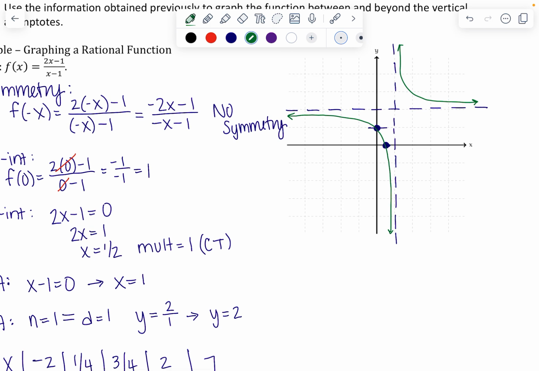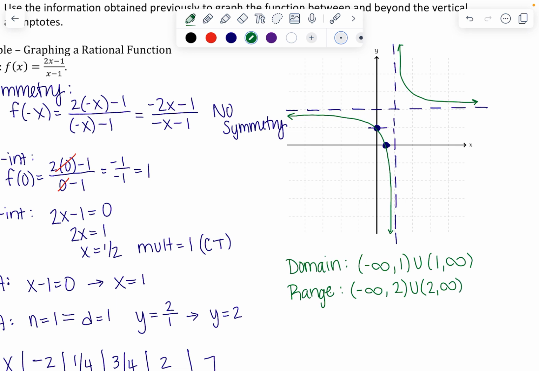Okay. We're going to state our domain and range. So our domain, our only x value that's not included, is 1. So the domain is from -infinity to 1, union 1 to infinity. And our range is going to start from -infinity, and then our horizontal asymptote is 2, union 2 to infinity. And we're using parentheses because we're not actually touching that y value of 2.